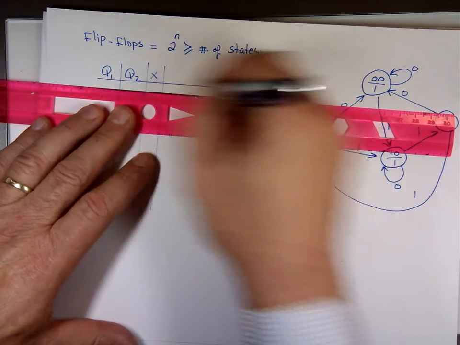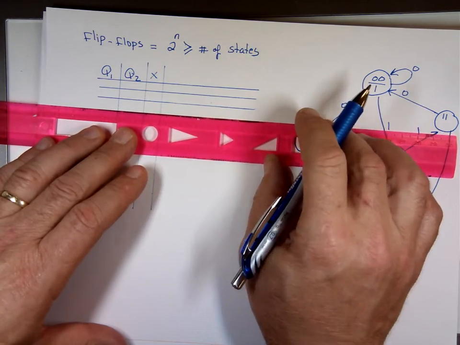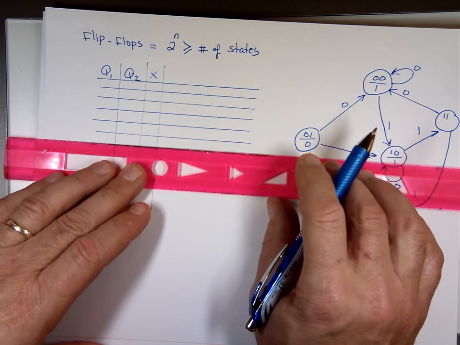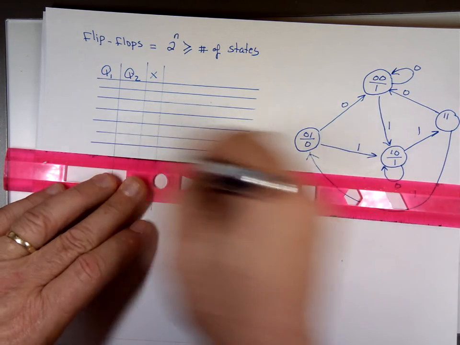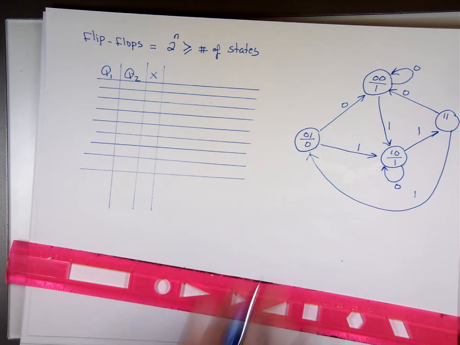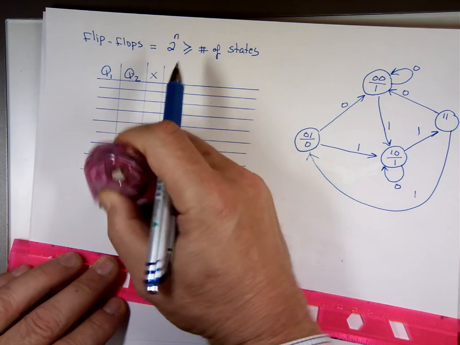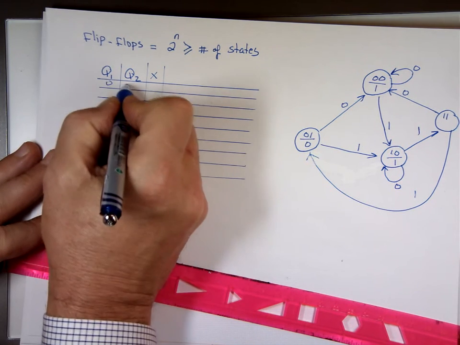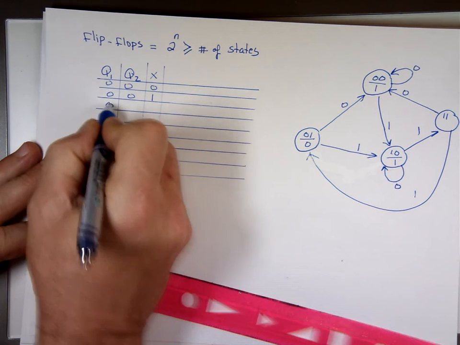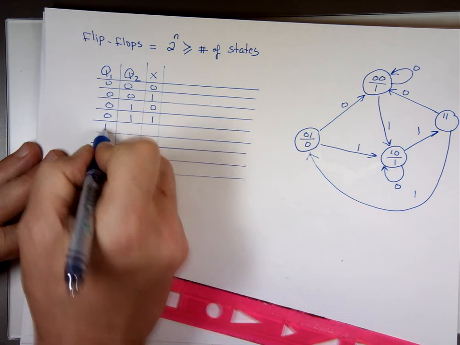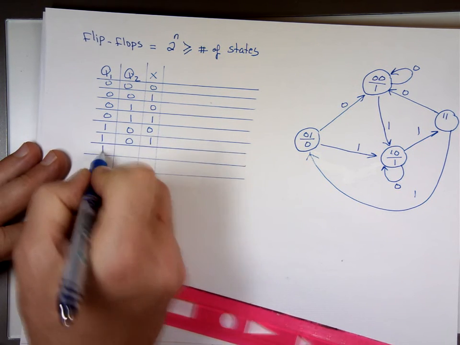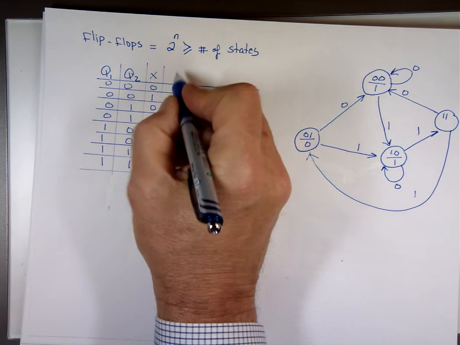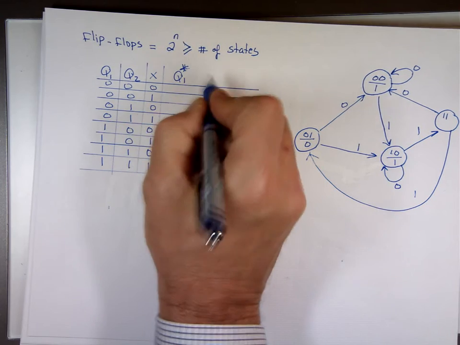One, two, three, four, five, six, seven, and eight. My options are 000, 001, 010, 011, 100, 101, 110, 111. Let's see what my next state is. Q1 next, Q2 next, and my output we'll call Z.